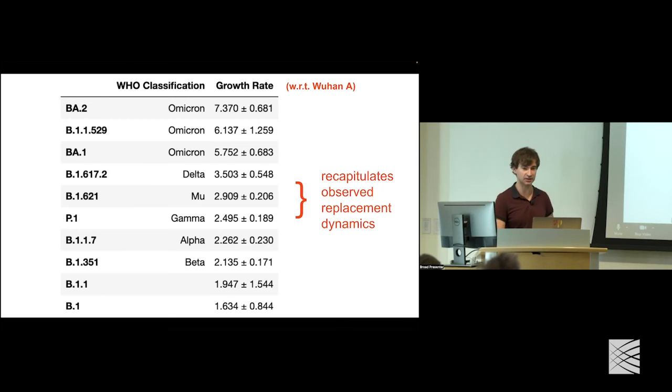So this is really more like a sanity check, but it shows that alpha and beta have a lower fitness than delta, which in turn has a lower fitness than Omicron. So this is at least a good sanity check and recapitulates what we would have expected to see.